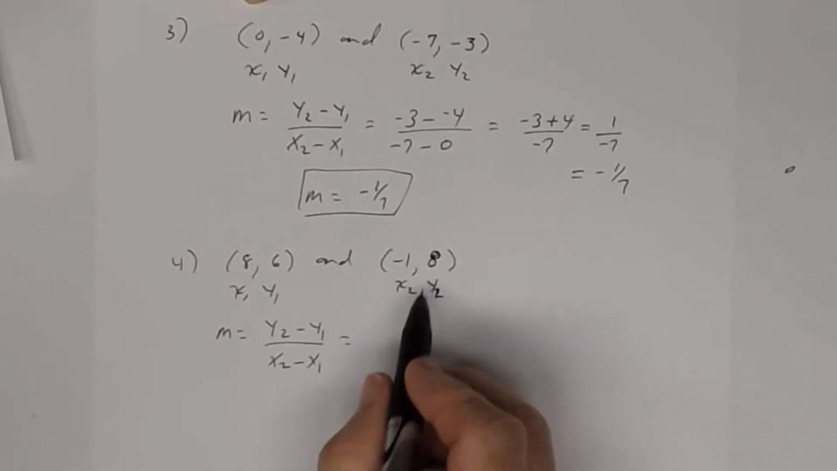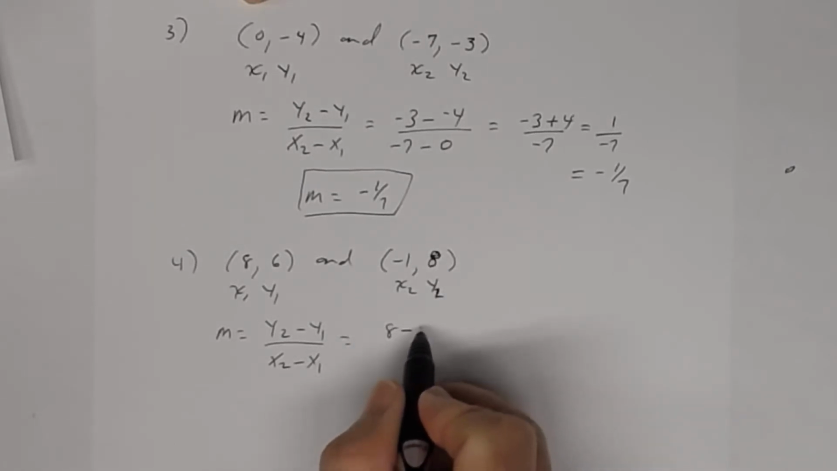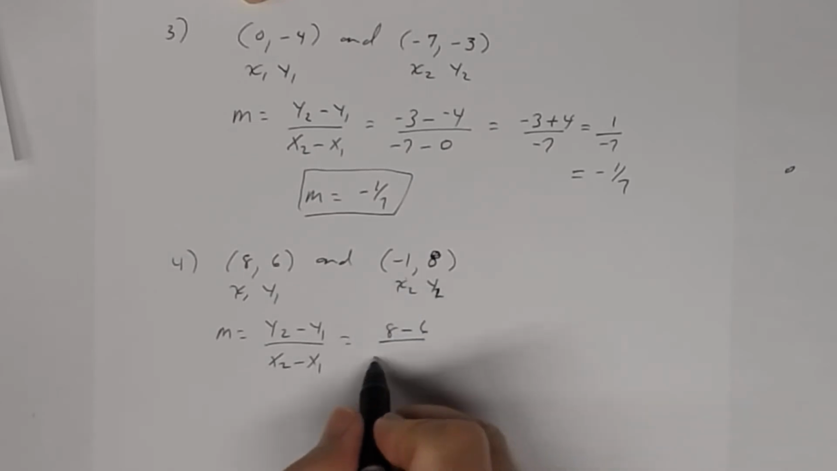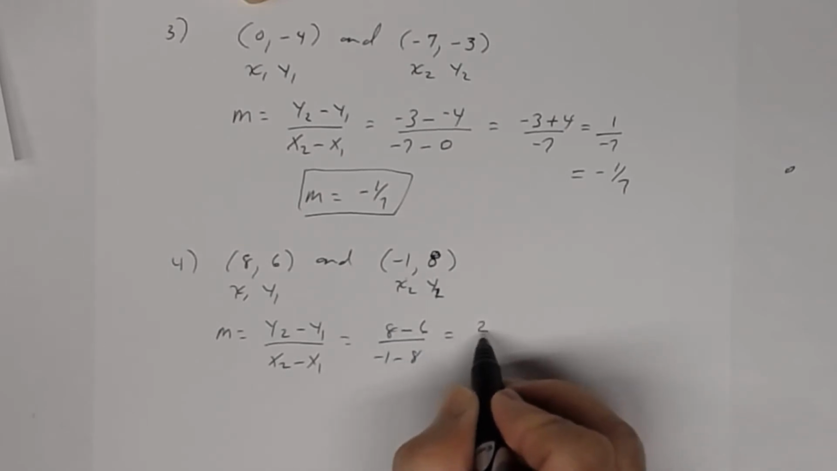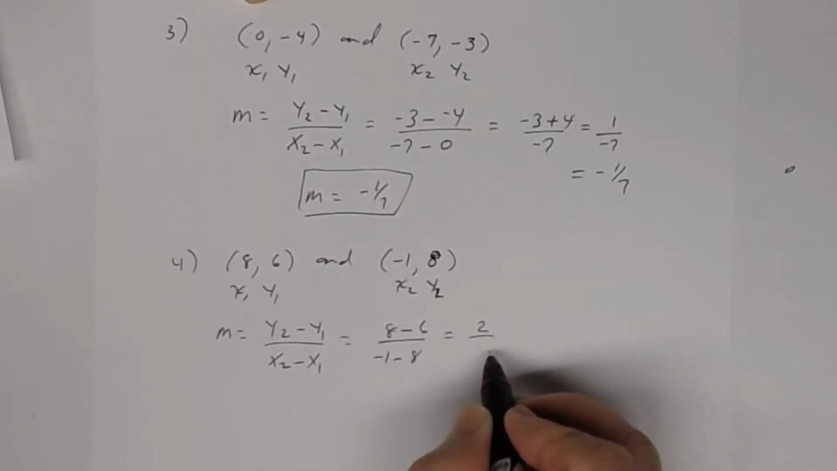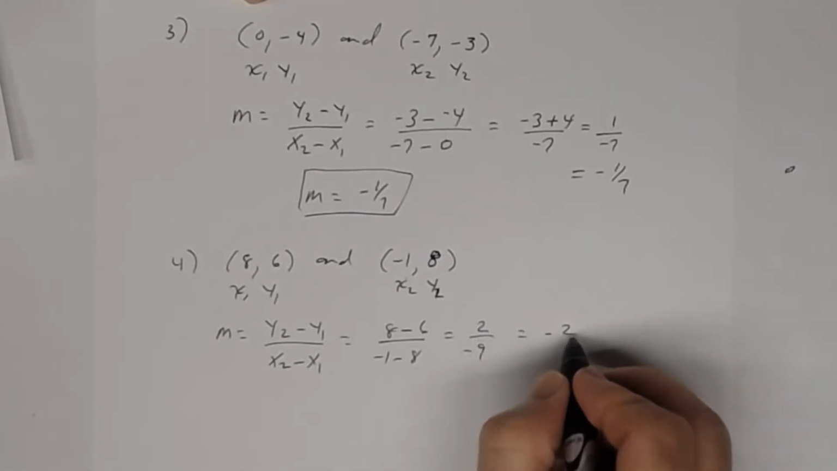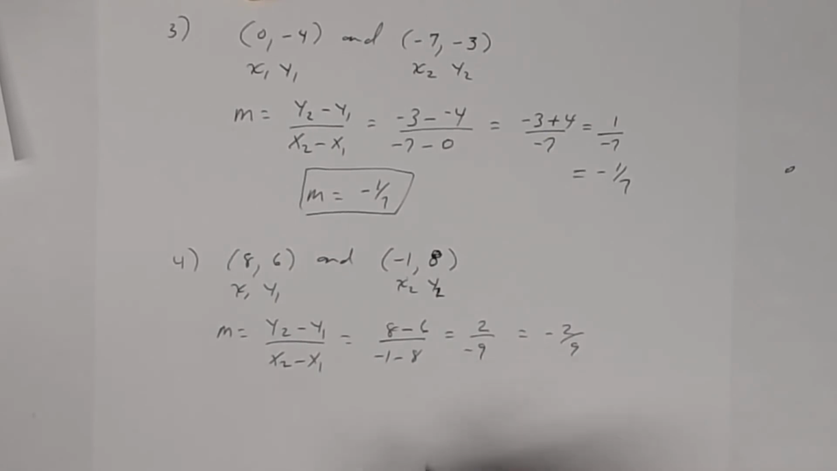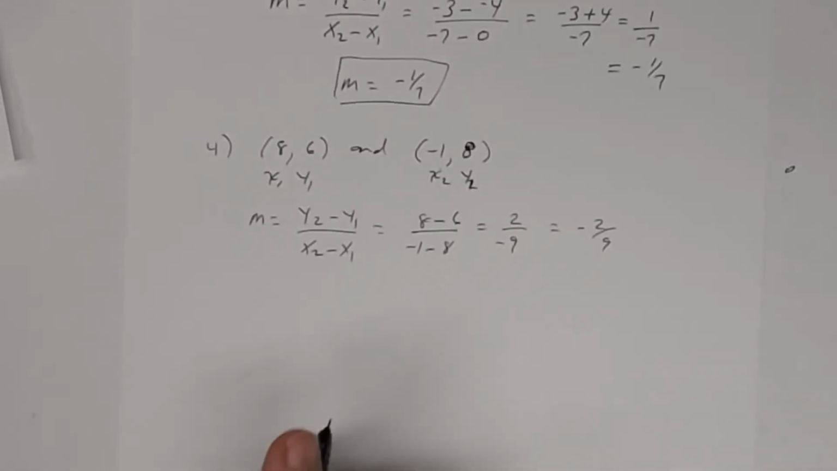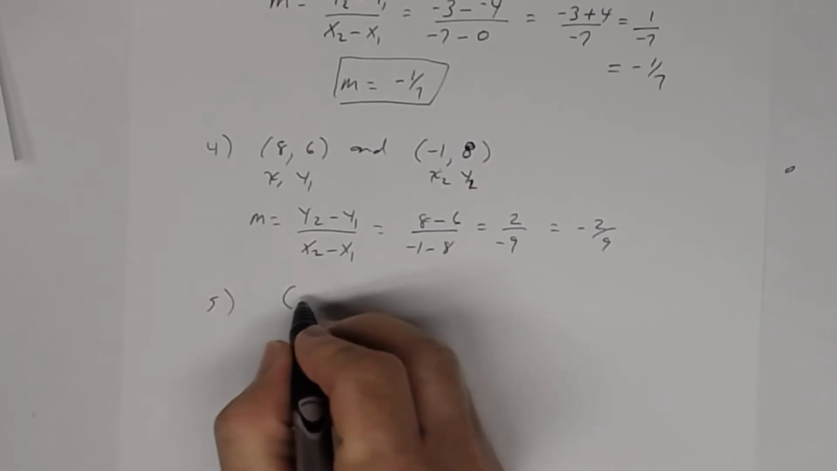So y sub 2 is 8. So I'm going to say 8 subtract 6, right? Divided by -1 subtract 8. So 8 subtract 6 is 2. -1 and a -8 is a -9. I cannot reduce, so the answer is -2/9. So there's the slope. Again, the slope is negative. The line falls.